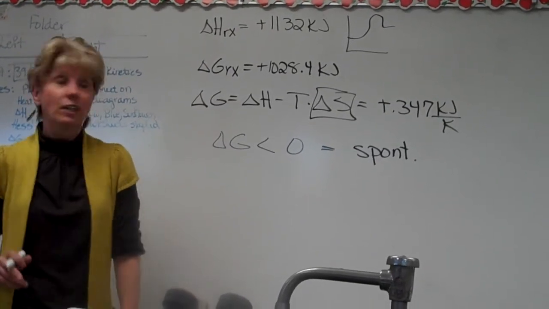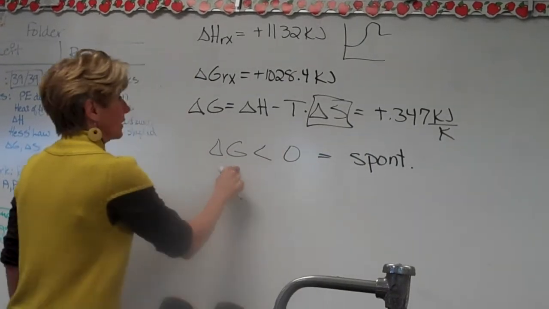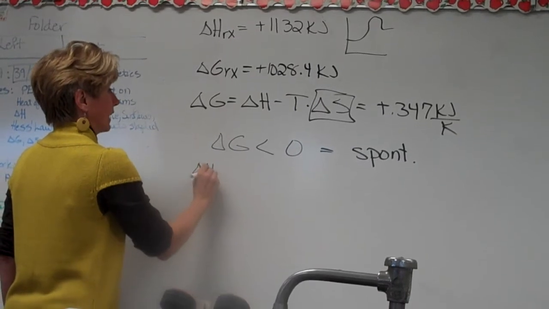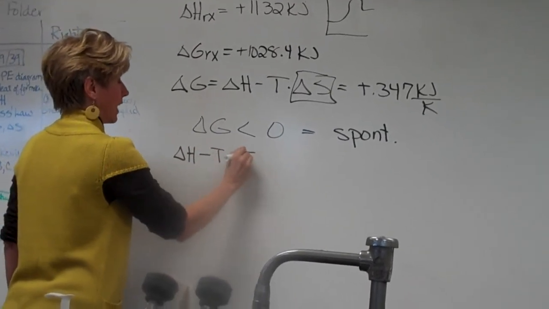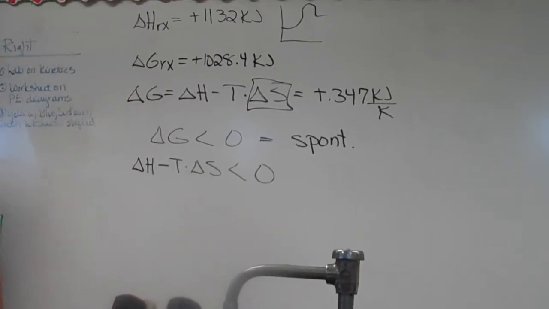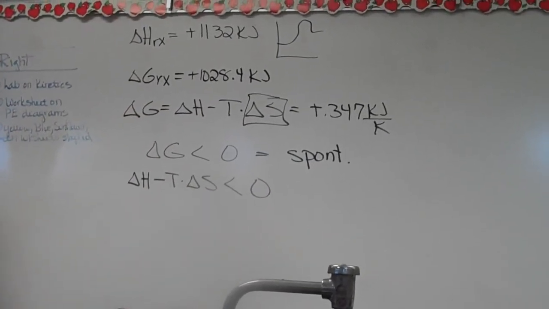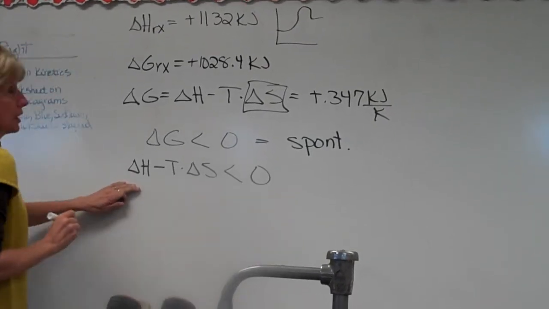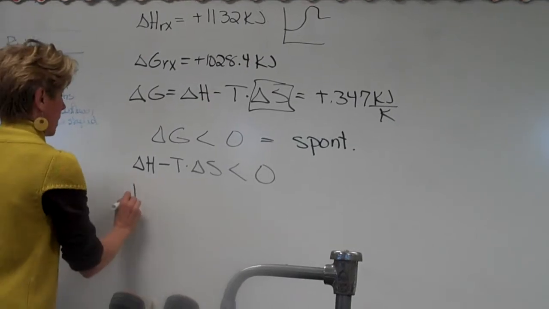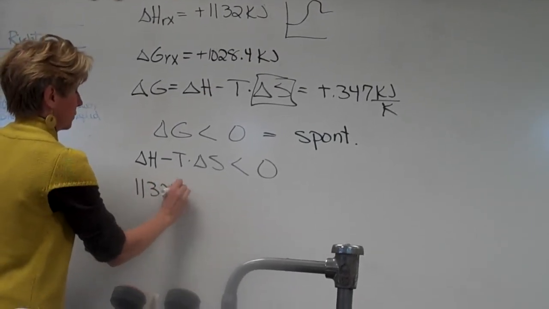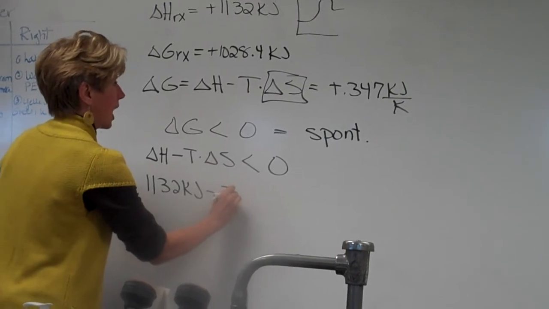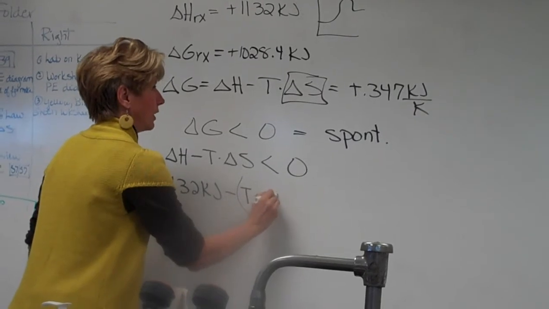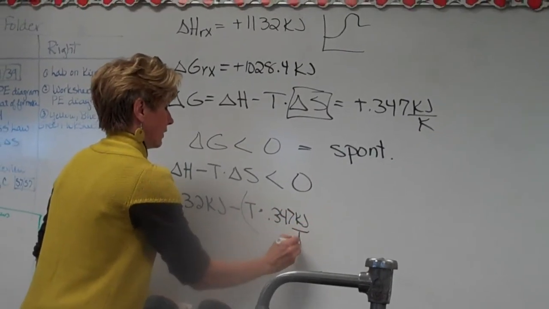Do you understand? So let's plug in what we have. Delta G, is it this formula right here? Delta H minus temperature times delta S is less than 0. Because we're now going to solve for temperature. Okay? Now, what are we going to plug in for delta H? 1132 kilojoules minus temperature times, what's delta S? 0.347 kilojoules per Kelvin. Okay, good.